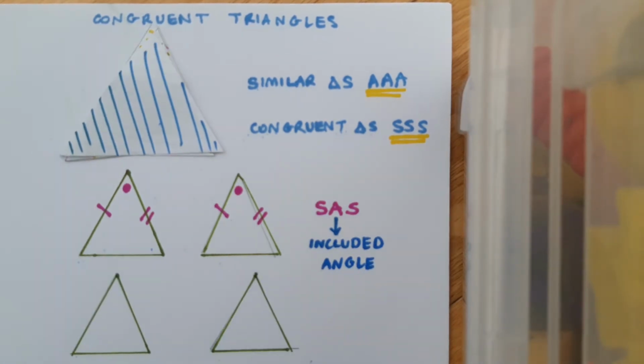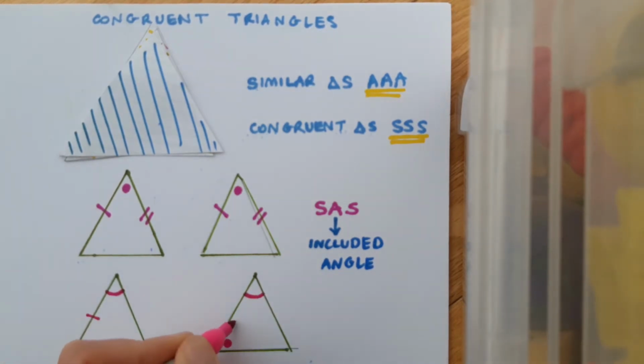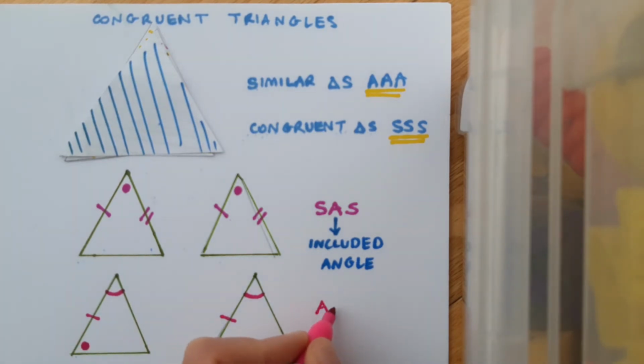Another way of telling if 2 triangles are congruent is if they have matching angles and a second pair of matching angles, and the side between those angles also matches. This is called ASA. And again, it's really important, the side has to be between the 2 angles. It's called the included side.